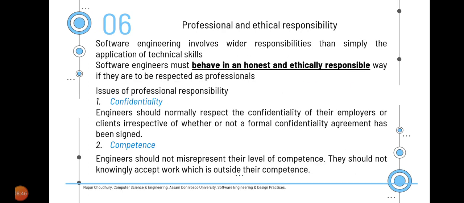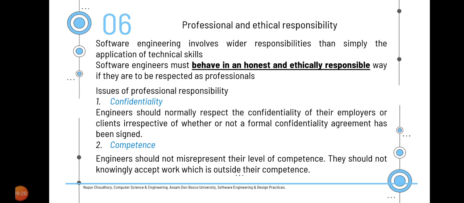Along with the challenges, there are certain professional and ethical responsibilities associated with each software that is being developed. Simple application of technical skills does not suffice in software development, but engineers must also behave in an honest and ethically responsible way if they are to be respected as professionals. So, what can be the issues for professional responsibility?